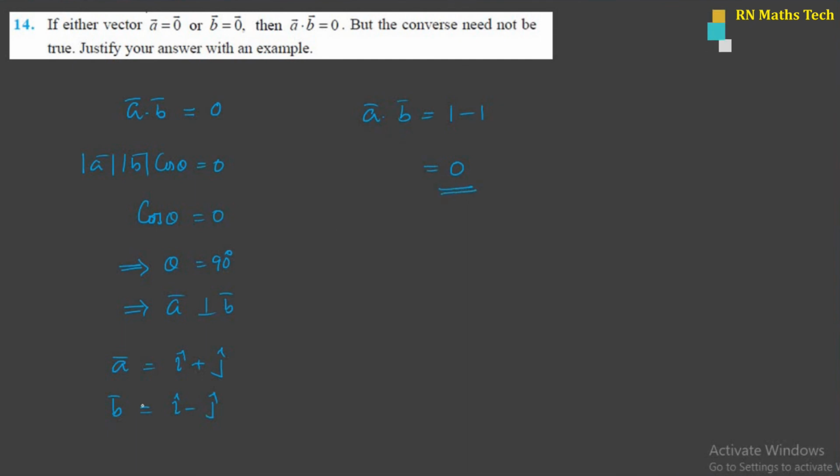So if a bar is a non-zero vector and b bar is also a non-zero vector, then the product, that is the dot product, can be 0. Thus two non-zero vectors a bar and b bar may have a dot b equal to 0. Okay.